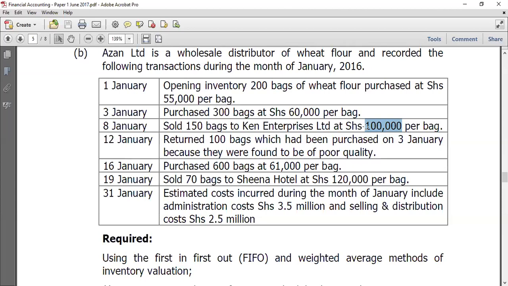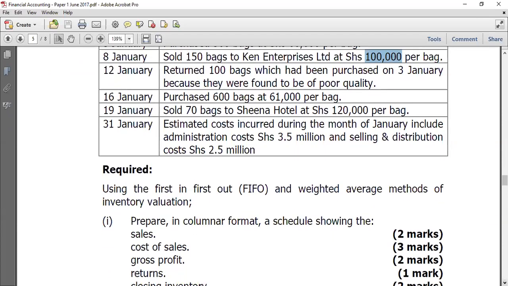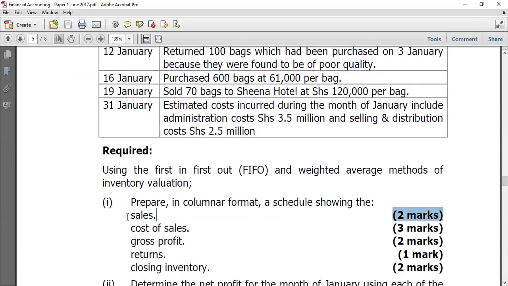Now, I want you to relate this to what we have on the other side. Here, they have given you the selling price. The selling price should not blind you. At the end of the day, remember that this question is also asking us to get a schedule that will help us to get the sales, the cost of sales, the gross profit, and so on.